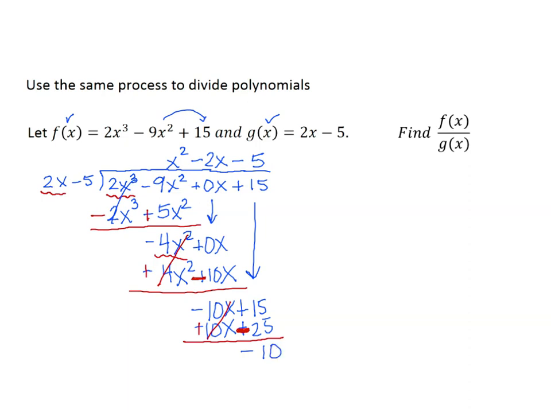And now instead of writing just the r with the 10, or the r with the negative 10, this is how we're going to write our remainder. We're going to add, and then we're going to put our remainder over our divisor. So we would have negative 10 over 2x minus 5. And that's it. So let's try this again. Let's do another one.